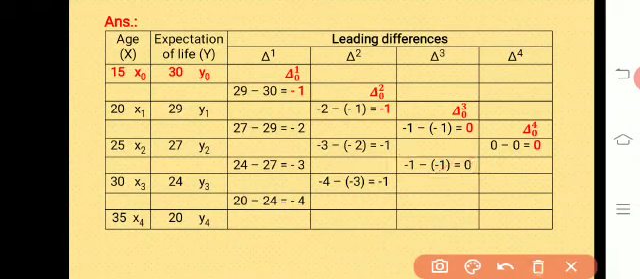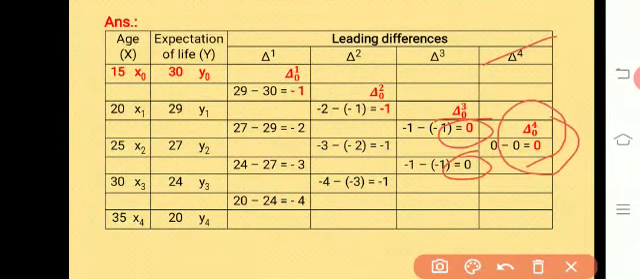Then come to delta raised to 4. It is nothing but 0 minus 0, and 0 minus 0 is 0, which is equal to delta 0 raised to 4.